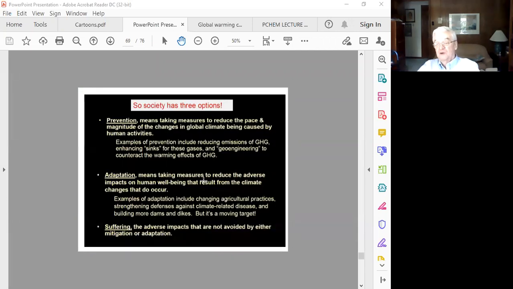So this winds up being the bottom line then for Lonnie Thompson. There are three options. He mentioned these at the beginning. Number one is prevention. You students in this class are chemical engineers. So my fond hope is that one or some of you will find a way to easily eliminate carbon dioxide from the atmosphere. That would be great.